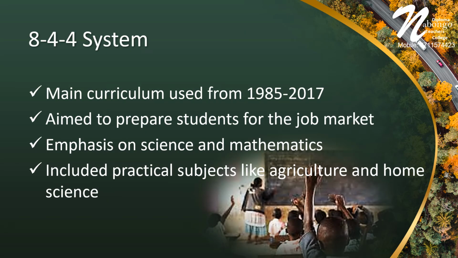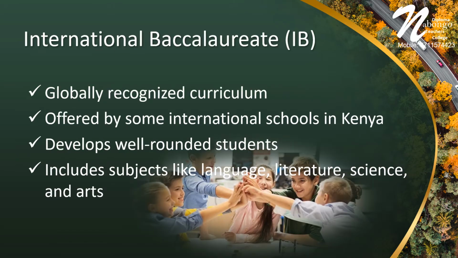844 system. The 844 system was the main curriculum used in Kenya from 1985 to 2017. The system was designed to promote vocational education and training, with the aim of preparing students for the job market. The 844 system placed a strong emphasis on science and mathematics and included practical subjects such as agriculture and home science.